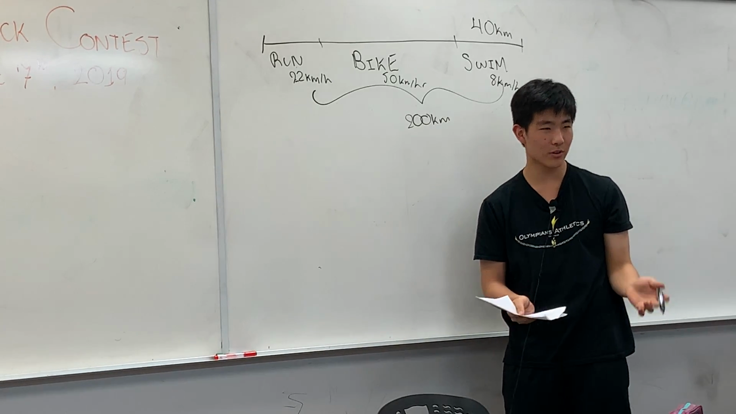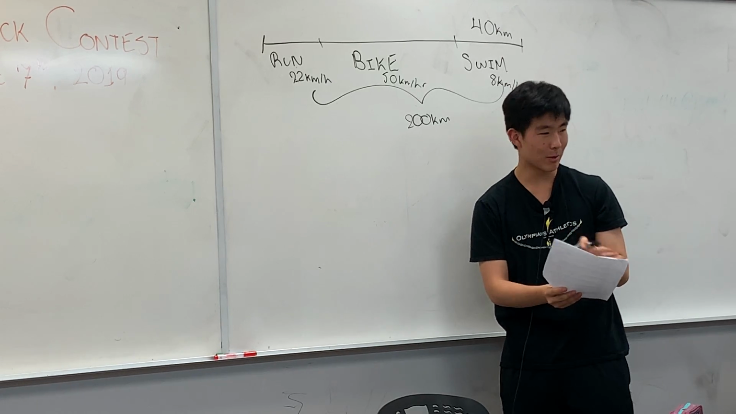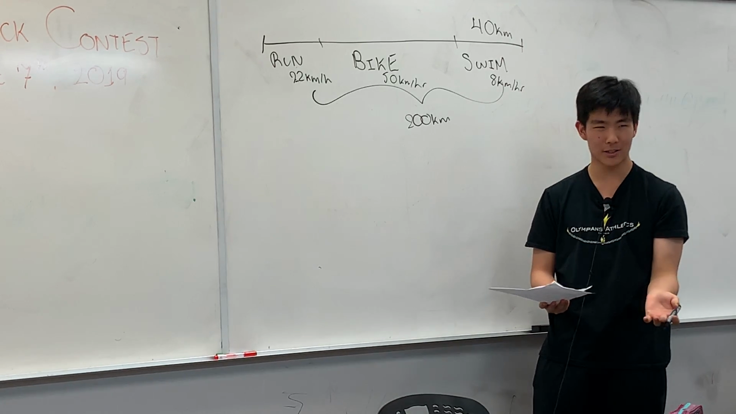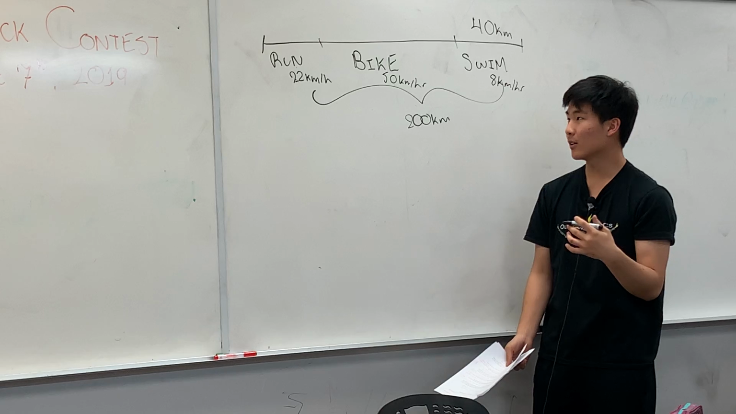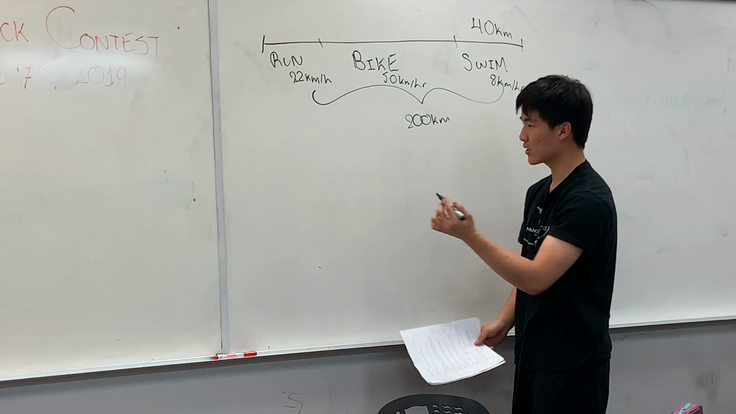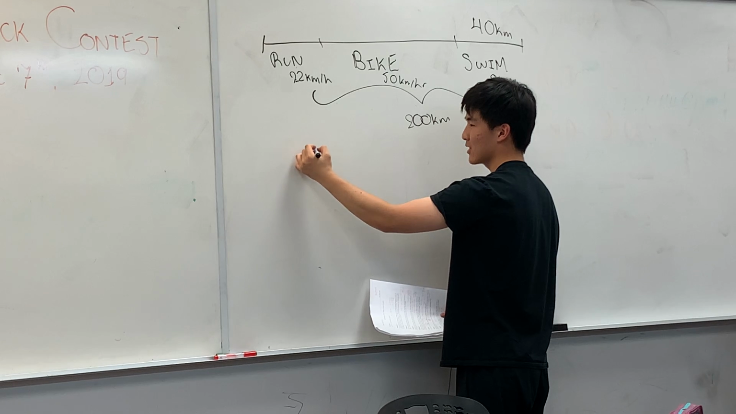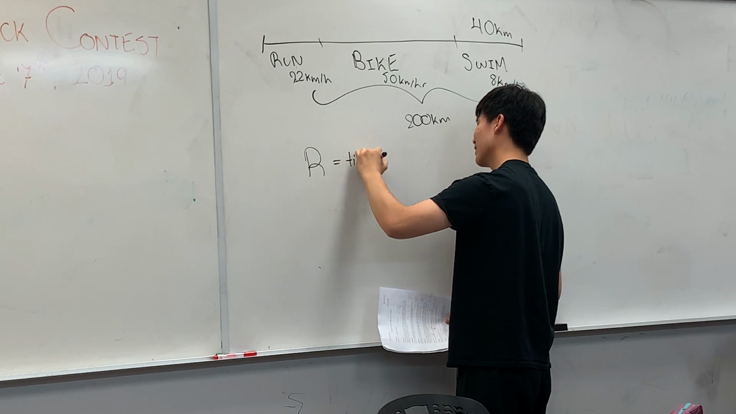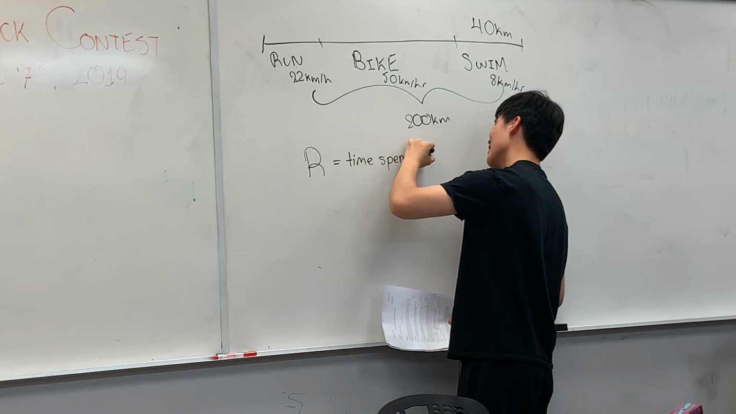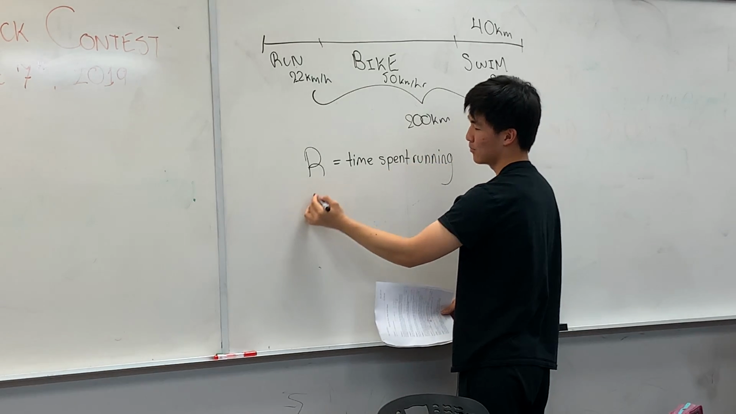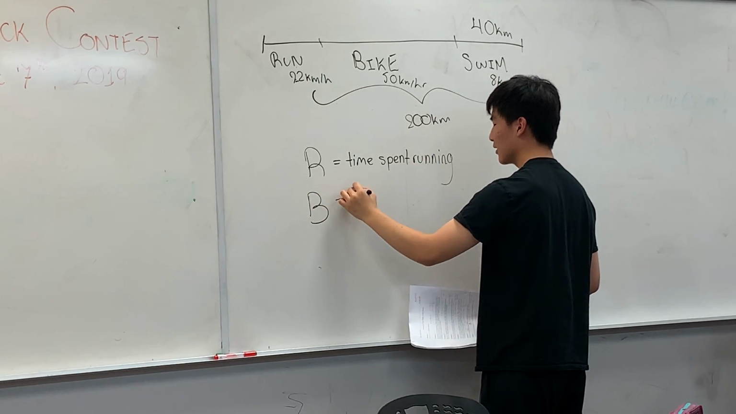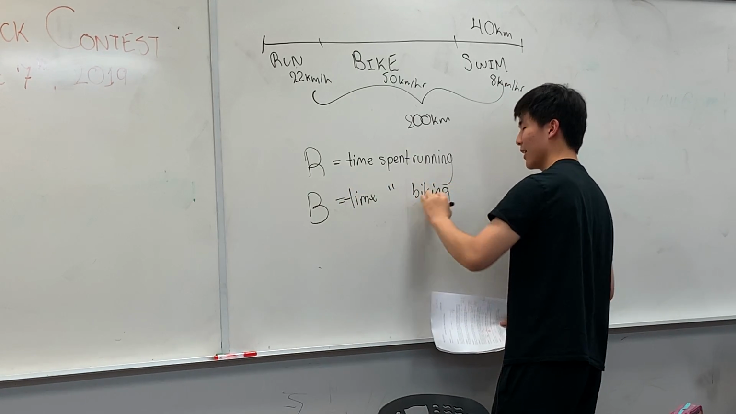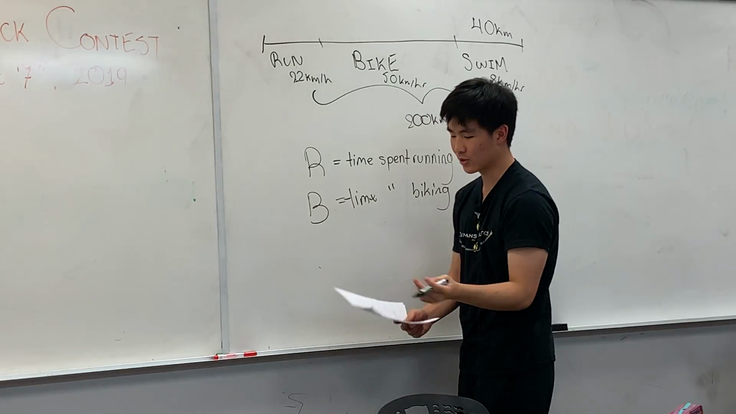So the last part of the question that is really important is that the amount of time needed for the running and the biking are both integers. So now we have to figure out the time, right? So what's the time? I'm just gonna split it into variables. Let's say R is the time spent running. And then B is the time spent biking. And these are really the only ones we need.